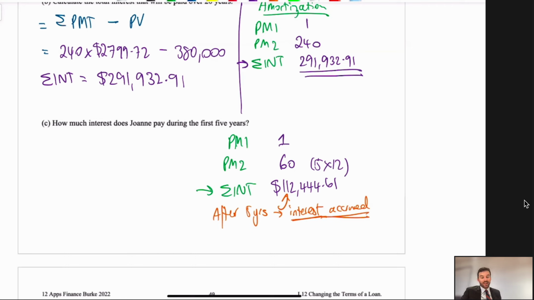So already after 5 years, you've accrued $112,000 and the loan itself is only $380. So you can see the dangers in borrowing money. And this interest rate of 6.35% doesn't sound remarkable, does it? But the compounding effect over time, it can really, really change that amount.